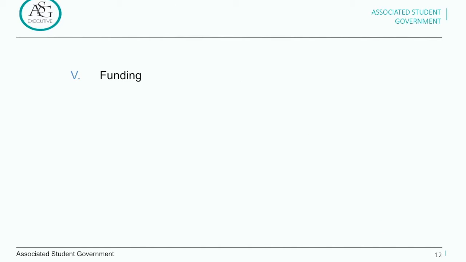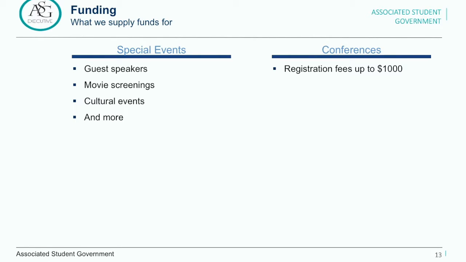Okay, so getting into the funding rules. What we supply funds for: typically, the special events are for guest speakers, movie screenings, cultural events, and many more. And again, these can be found on the ASG website in the Approved Budgets tab. And then for conferences, we only pay registration fees up to $1,000 per RSO per academic year.